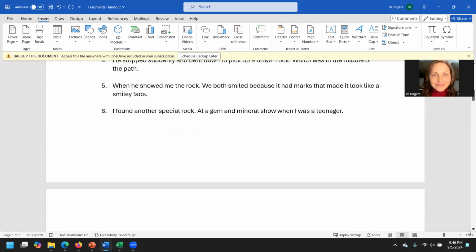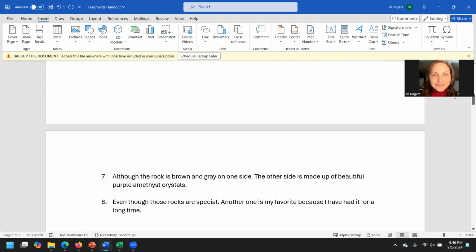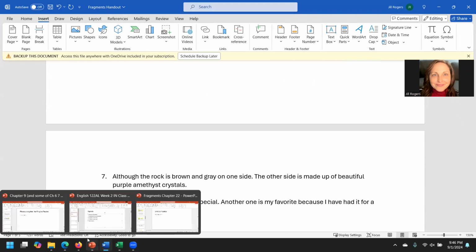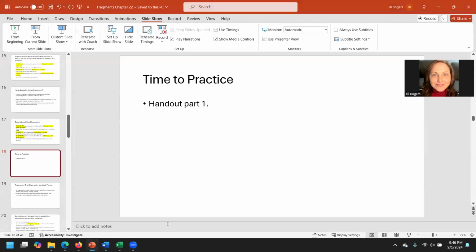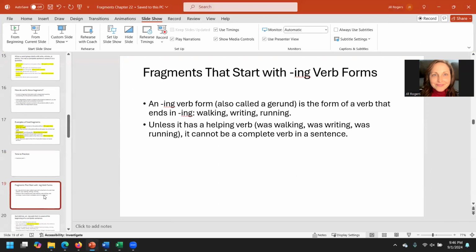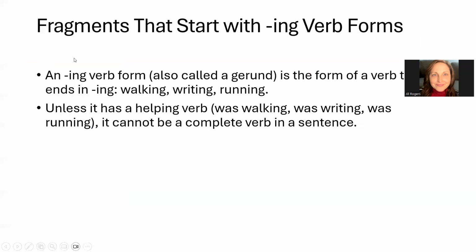Okay. All right. So I will go to the next one. The next is a long chapter, but it should be review for everybody, I hope. And if it's not, that's okay. You're learning something new. So let's go ahead and start this. Fragments that start with ing verbs. So ing verbs are called gerunds.